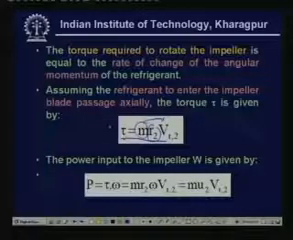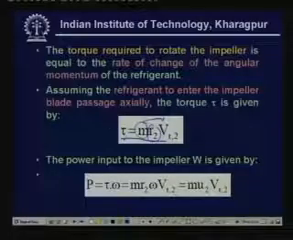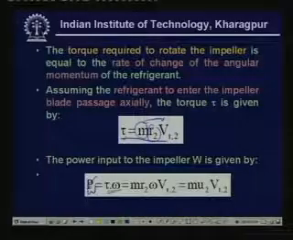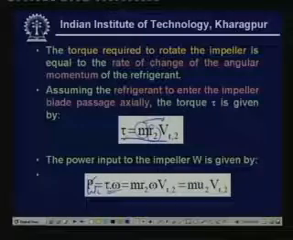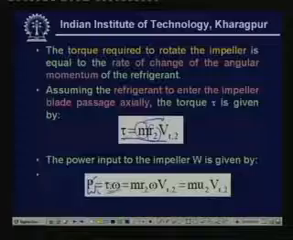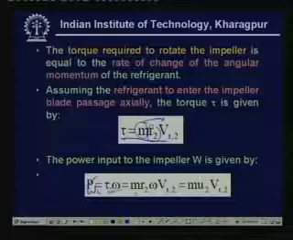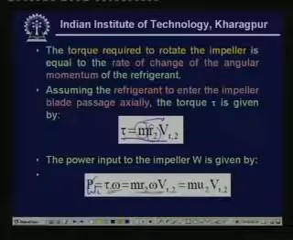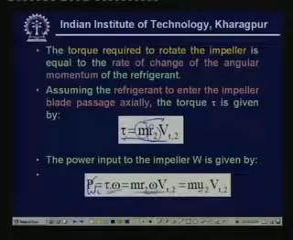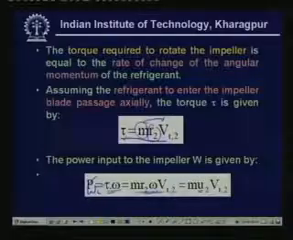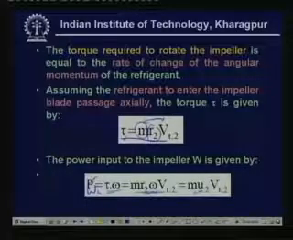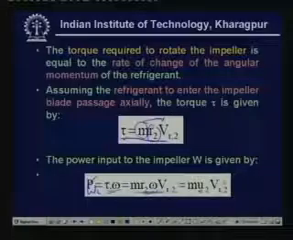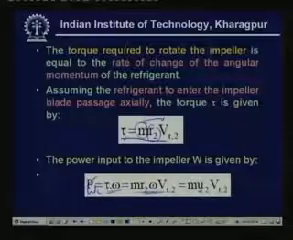Now the power input to the impeller is simply equal to tau into rotational speed omega. I am using capital WC for the power input. So WC is the torque multiplied by the rotational speed, tau into omega, and you substitute the expression for tau, which is m r2 Vt2. So power input becomes m r2 omega Vt2, and r2 into omega is nothing but u2, the tip speed. Finally, the power input for this case is given by the mass flow rate into the tangential velocity component Vt2 into the tip speed of the impeller u2.